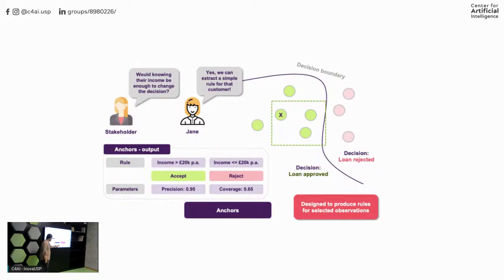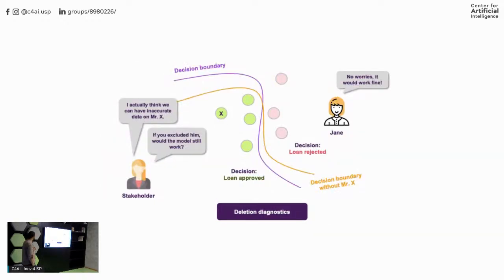What you could also do differently is come up with rules that tell you how the features behave. Again, here you might see that as long as the income is greater than 20,000, then you accept. If it's less than or equal to 20,000, you reject. So this is a technique called anchors that comes up with rules to tell you how the boundary works. I think there's one more slide. Another way to look at the decision boundary is a technique called deletion diagnostics, and it makes a lot of sense.